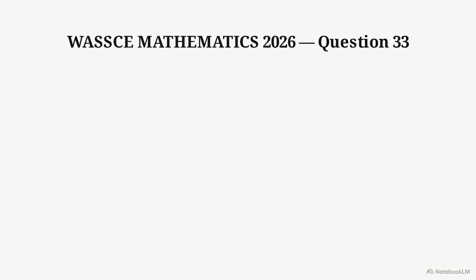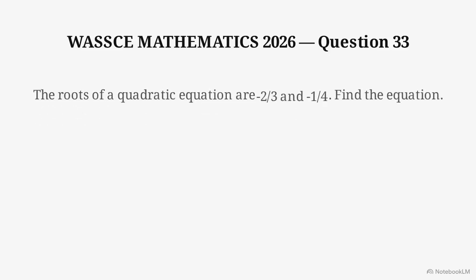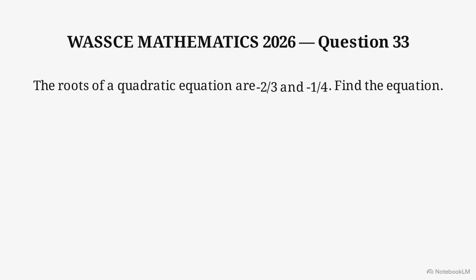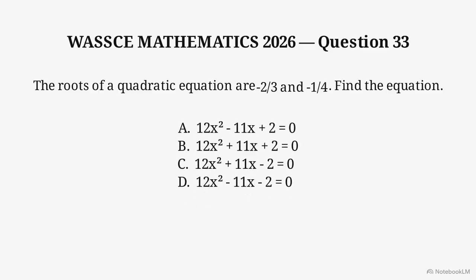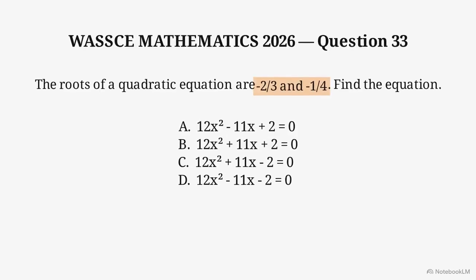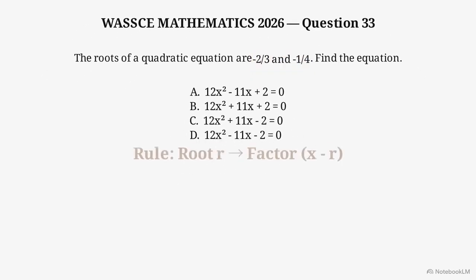Let us look at a past question to get you ready for your next exam. This is WASSCE Mathematics 2026, question 33. The question says, the roots of a quadratic equation are -2/3 and -1/4. We need to find the correct equation from these four options.